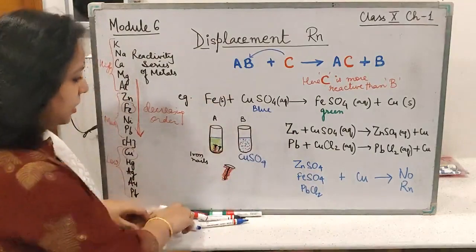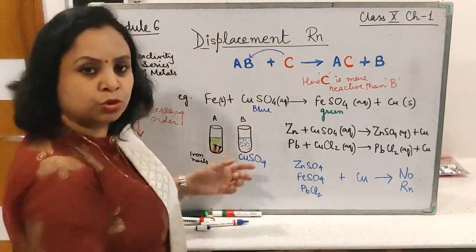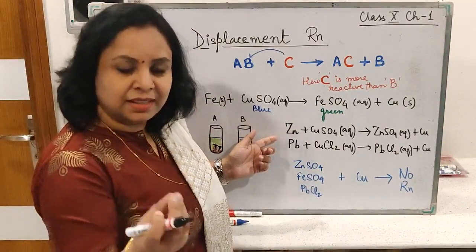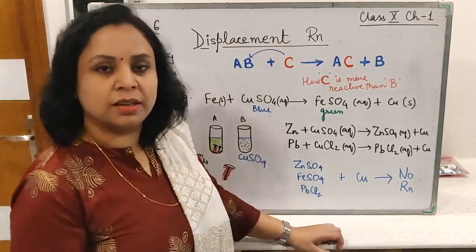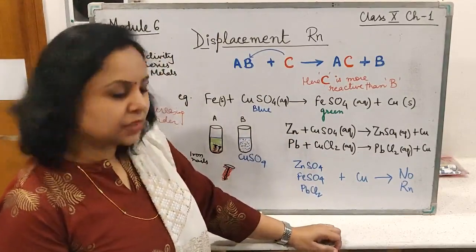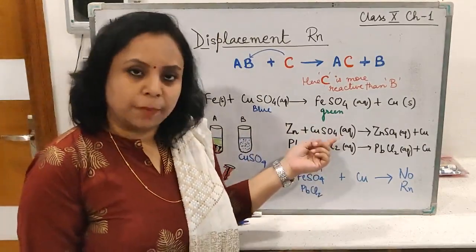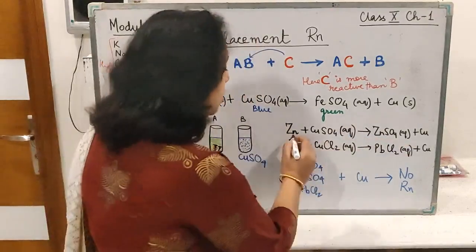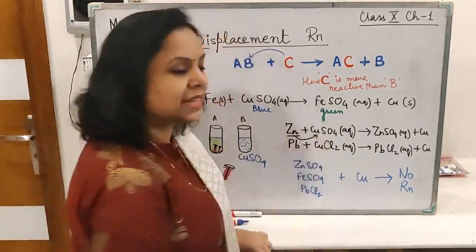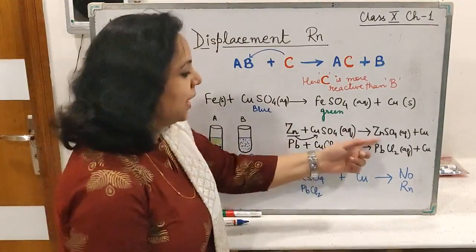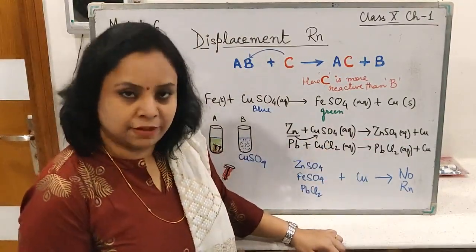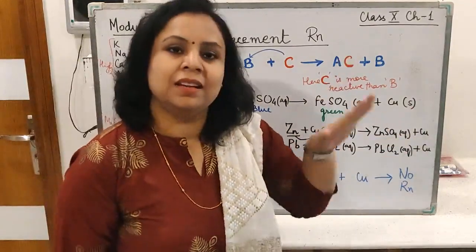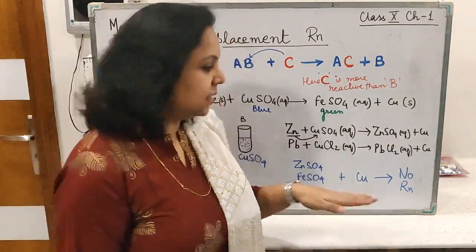Now let us see two more examples. Now over here I have taken zinc. Zinc is also a very common metal. Zinc pieces, when added to copper sulfate solution, again zinc is going to displace copper from its solution and it will form zinc sulfate. Zinc sulfate is white in color and copper will settle down in the solution.